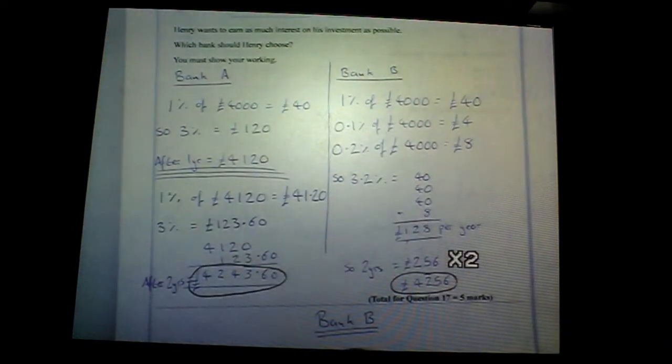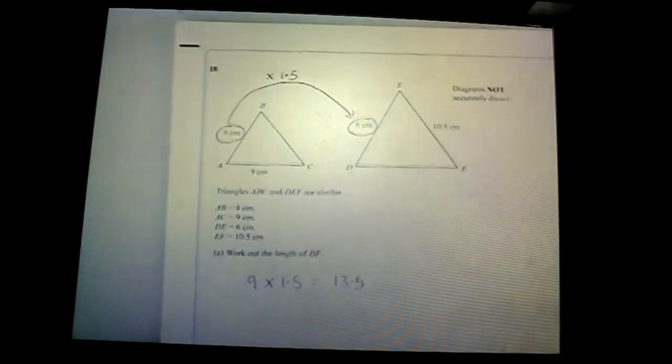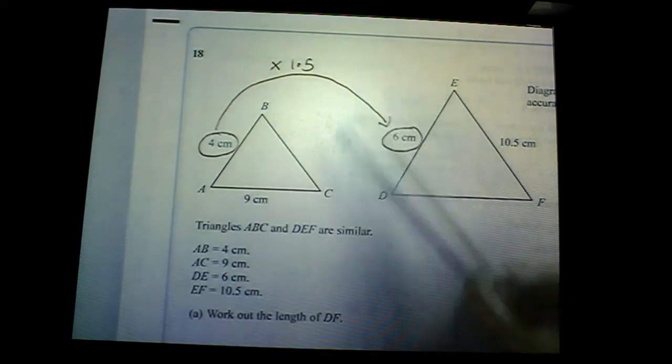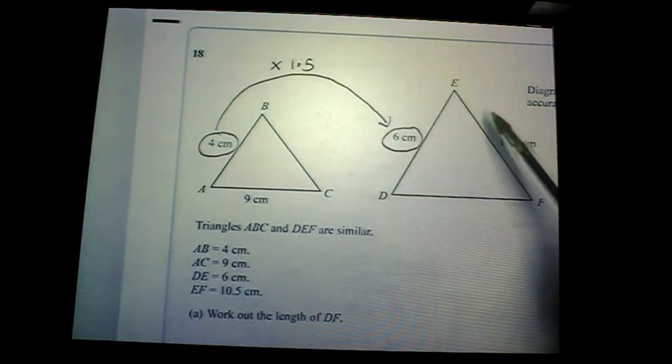Certainly get some marks down for that, you should be alright. Question 18, here we go. Similar triangles. What you've got to spot, when I say similar, they're different sizes, but look, how you go from 4 to 6, you times by 1.5. So you times by 1.5 on all of the sides to go across.